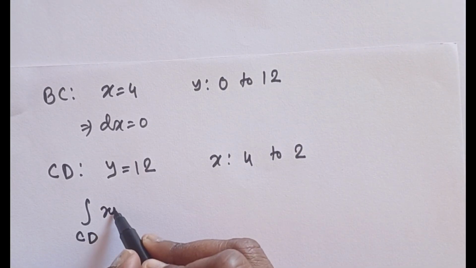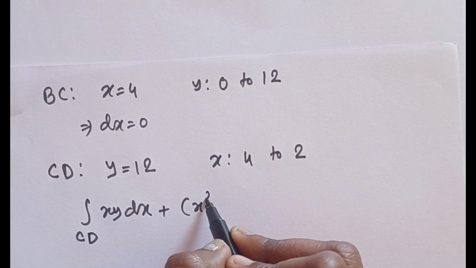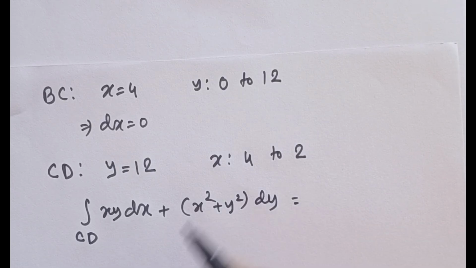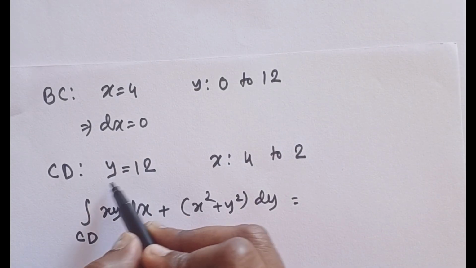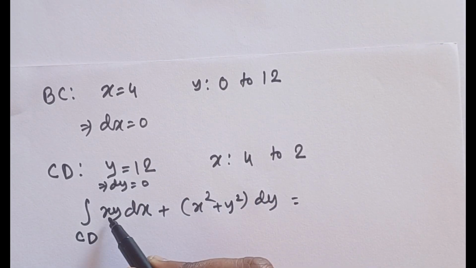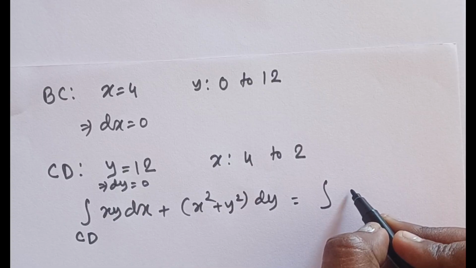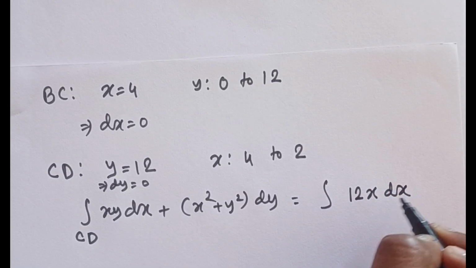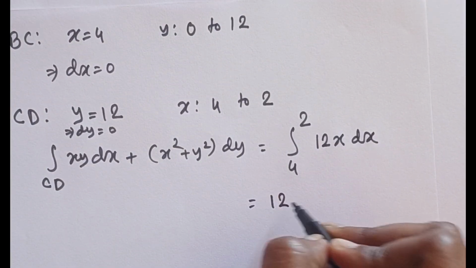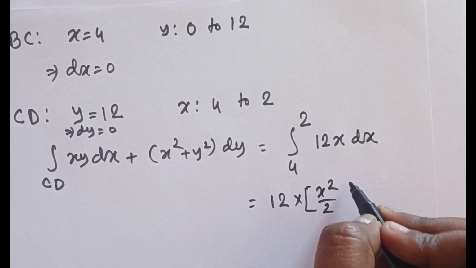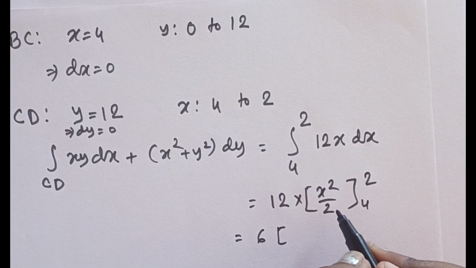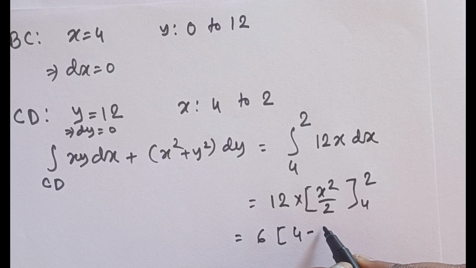So integration over CD, xy dx plus (x square plus y square) dy equals to... since y equal to 12, then dy equal to 0, since 12 is constant. So if dy equal to 0, the second part will vanish, and for the first part 12x dx, since y equal to 12 and the limit is 4 to 2. If we calculate, then 12 into x square by 2 from 4 to 2, this will be 6 into x square, meaning 4 minus 16.